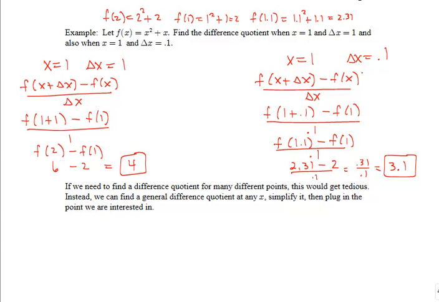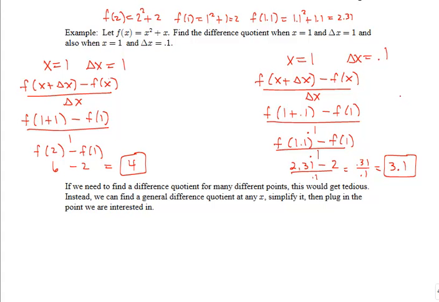So I'm going to show you an alternative way to do this problem so that instead you leave your answer for your difference quotient in terms of x and delta x. You use the function's formula and substitute in, but then at the very end you can plug in what your different x or delta x values are, so that you're really only doing the work of the difference quotient once and then just plugging in different x's and delta x values at the end, instead of having to do the difference quotient 2 or 3 or 4 different times.